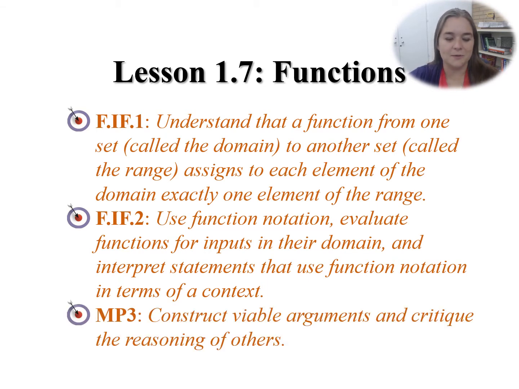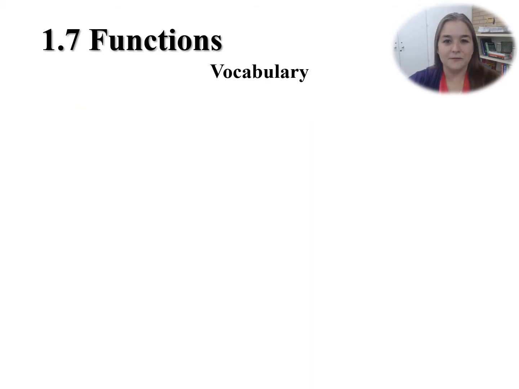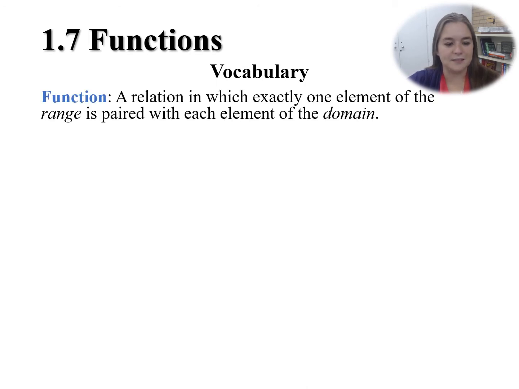And to do all that, we're going to work on the math practice of constructing viable arguments and critiquing the reasoning of others. So first off, we'll start with some vocab. The first vocab term is the word function, and this is an incredibly important vocabulary term that you'll need to know this year. A function is a relation in which exactly one element of the range is paired with each element of the domain. We're going to practice with this so you see what that means.